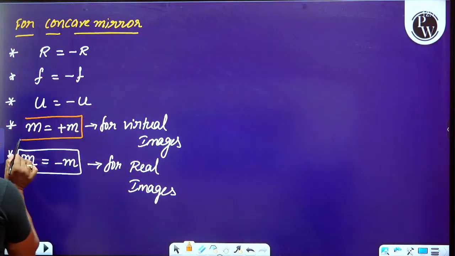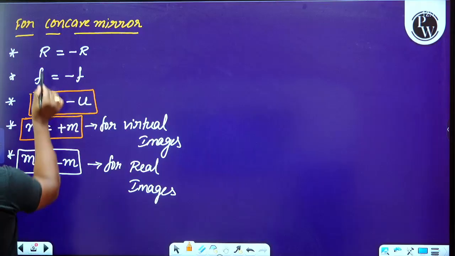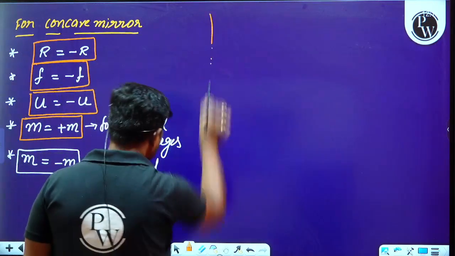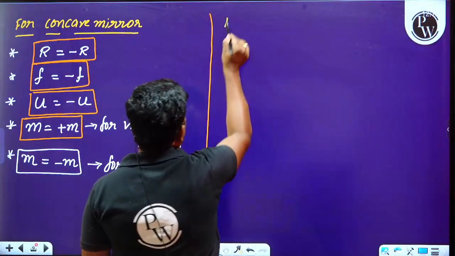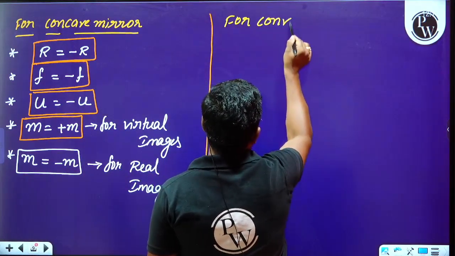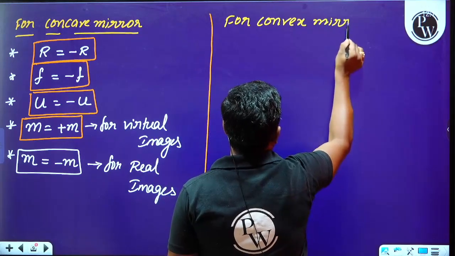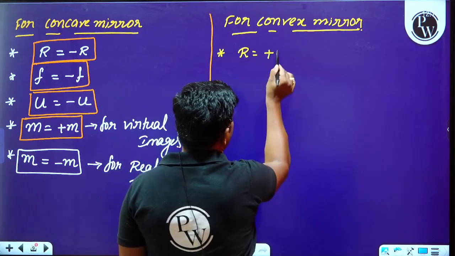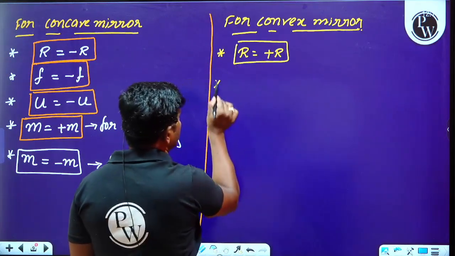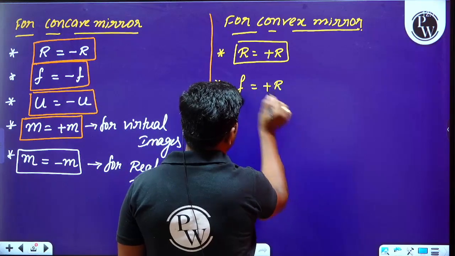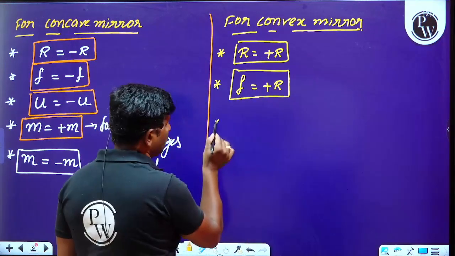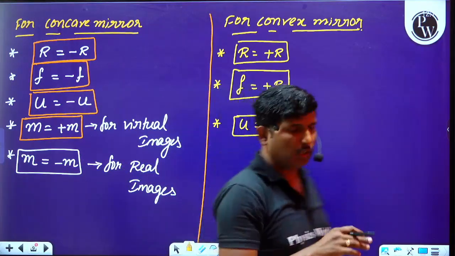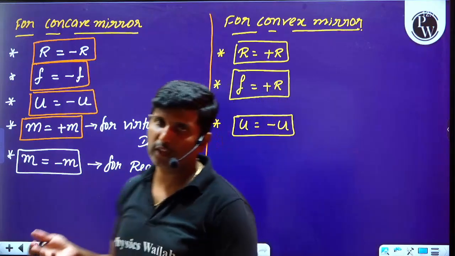Magnification is taken as positive or negative depending on the case. This is the sign convention we have to keep in mind without fail. Now, whenever we move on to the convex mirror, the radius of curvature is taken as positive, and the focal length will also be equal to plus R. And the object distance, as I already said, is always negative, whether it is for a convex or a concave mirror.